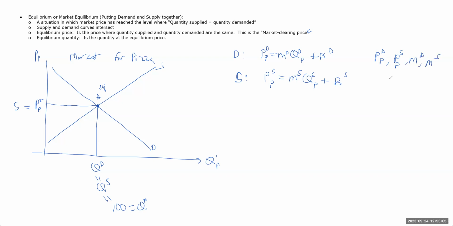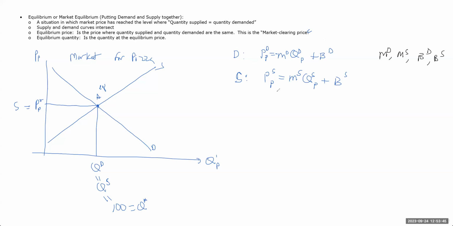Oh, well, I'm sorry. Let me clear this. I made a mistake. Okay, sorry. Let's go back and redo this. M_D, M_S, B_D, B_S are all numbers. They're all going to be positive numbers, greater than 0, less than infinity. Okay, that could be infinity, but for simplicity, let's make them positive numbers.